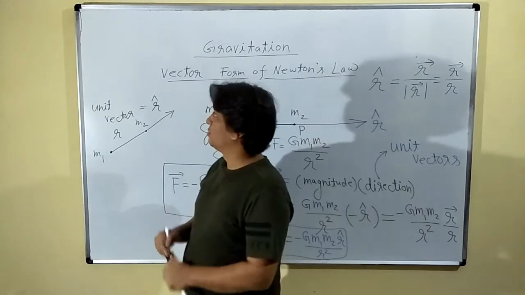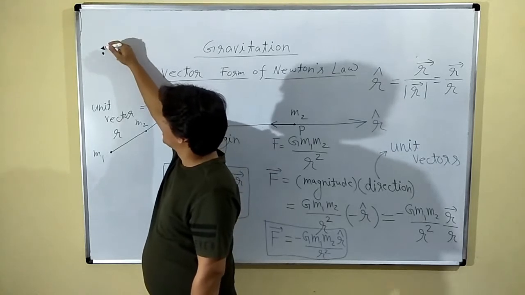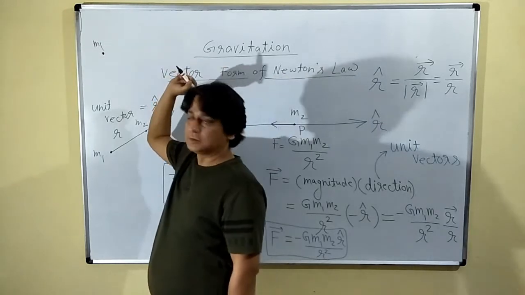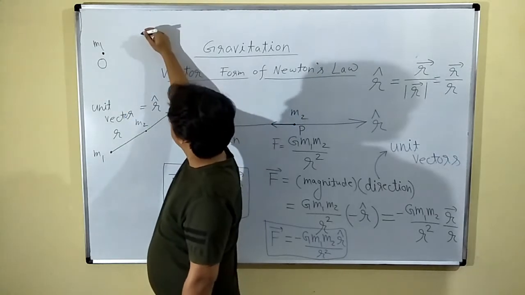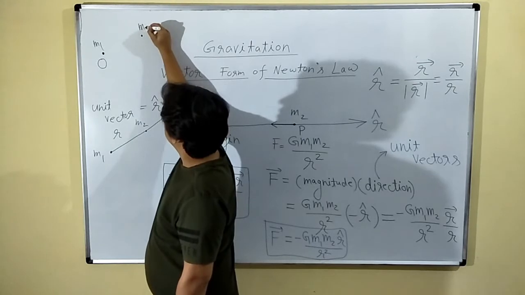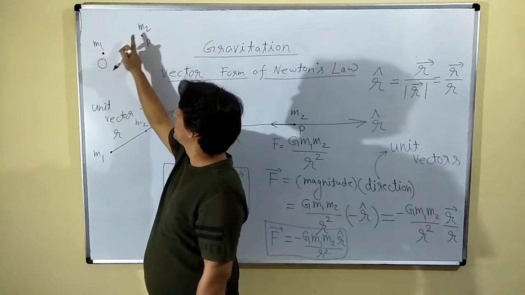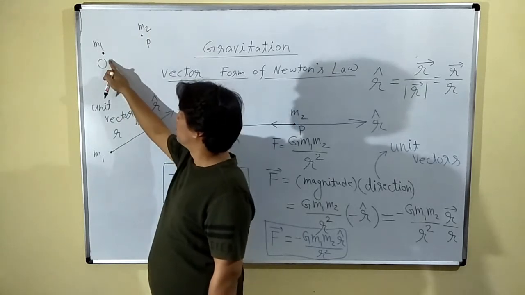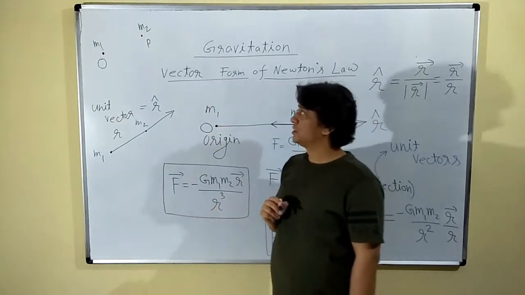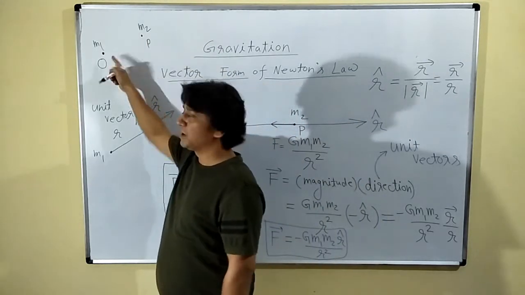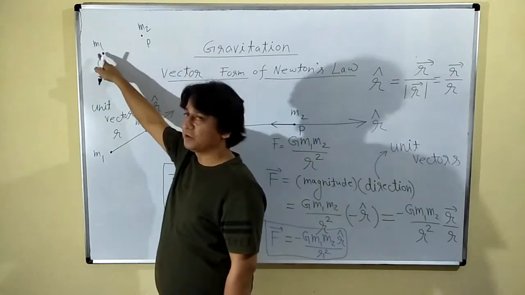So what did we do? We said let's say this is m1 and let's say its position is O. m2, its position is P. m1 is at O, m2 is at P. You are asked to find out force on m2 coming from m1. Force on m2 coming from m1.